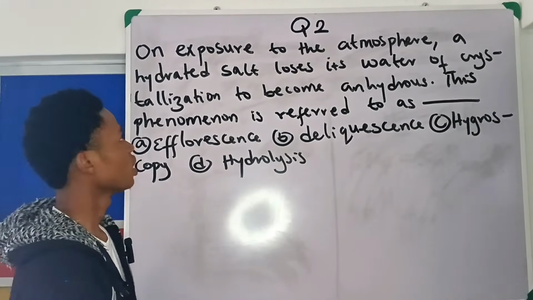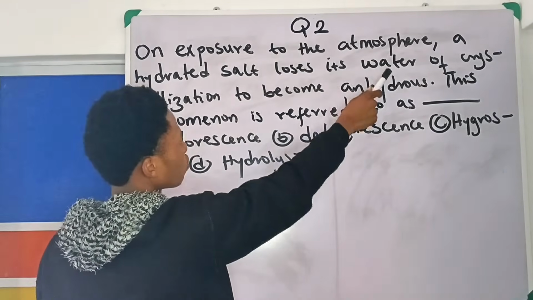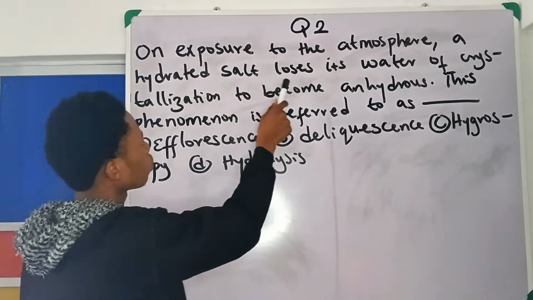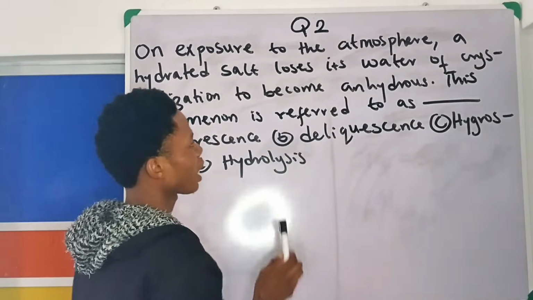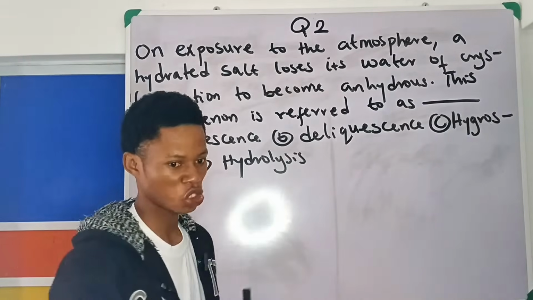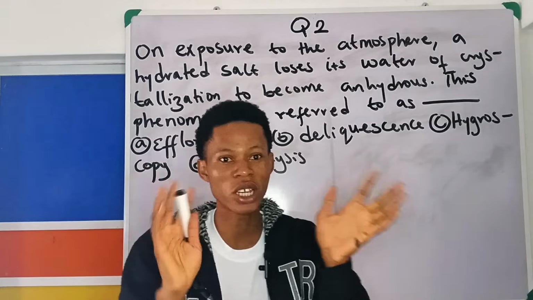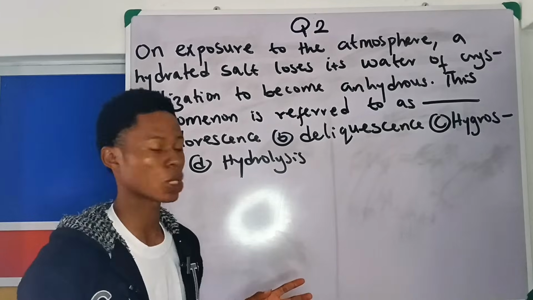All right, my fans, let's look at question 2. On exposure to the atmosphere, a hydrated salt loses its water of crystallization to become anhydrous. This phenomenon is referred to as dash. Now, we don't do guesswork here. Don't guess. Let me explain all the terms here, then you tell me the answer.